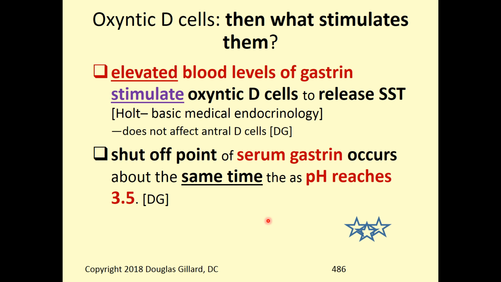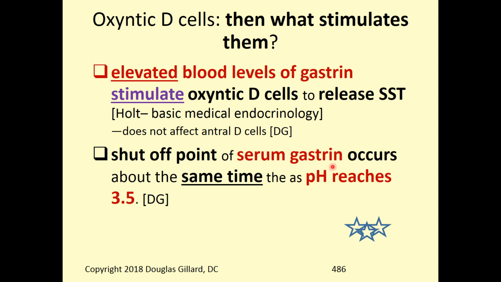Well, then what stimulates them? Gastrin. When the levels of gastrin in the blood get too high, these D cells can sense that, and gastrin can bind to them and turn them on. Now this is in Holt, which is one of, I really like it. It's a medical endocrinology book. Not a great storyteller, but James is probably better at that. But anyway, yeah, so it is the elevated blood levels of gastrin that will stimulate the oxyntic D cells, turn them on. When they get turned on, they release their oxyntic SST.